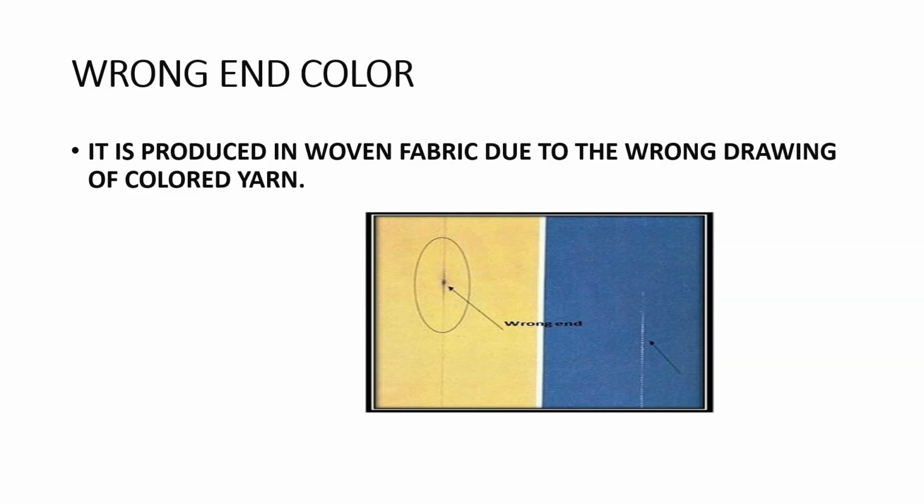Now students, is this acceptable? It may not be, because it has a huge impact on our eye. You can easily detect, yes, there is some problem in that particular woven fabric. The problem is due to wrong end color. So you cannot use those portions while garmenting; you have to cut those portions out. That is the wrong drawing of colored yarn which has happened in this defect. The name of the defect is wrong end color in the particular fabric.